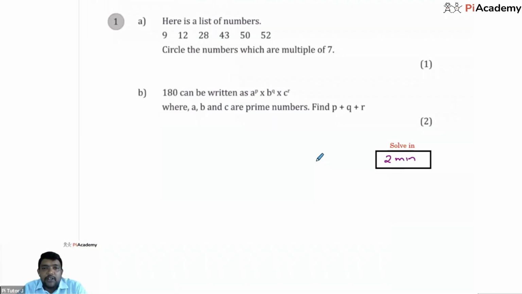The first one, A1, should not take you more than 10 seconds. The B you should be writing as prime factors, like the one we did before. Circle the numbers which are multiples of 7.